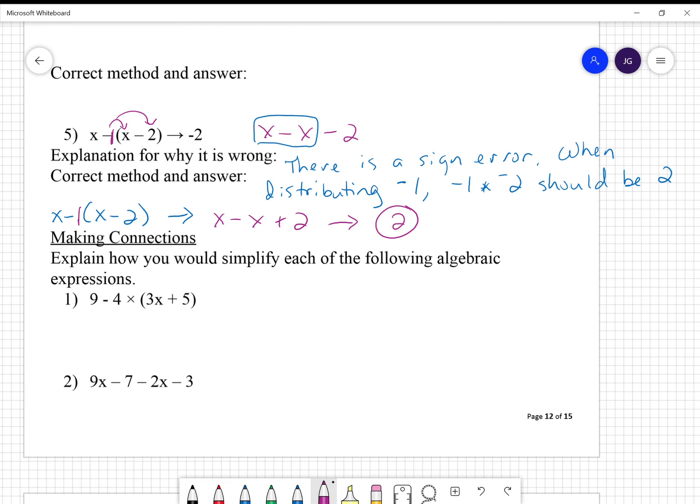Okay, in the next section, I'm not asking you to solve. I'm asking you to explain how you would simplify. So the first thing I would do is distribute -4, and then I would combine like terms.